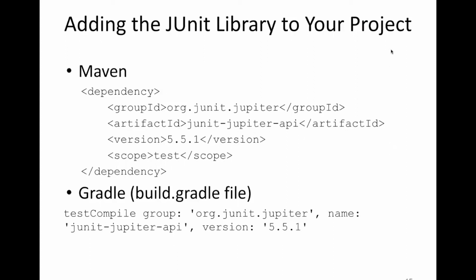So if you copy that into your POM, that would give you JUnit version 5 to run in a Maven project. And here is the entry you would need in your build.gradle file if you're using Gradle instead.